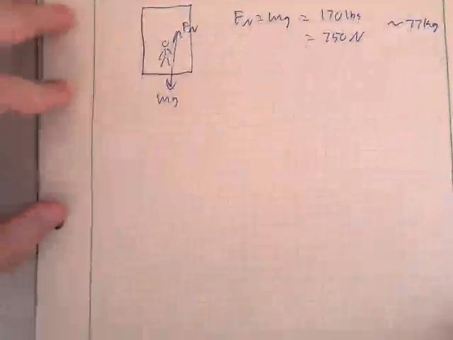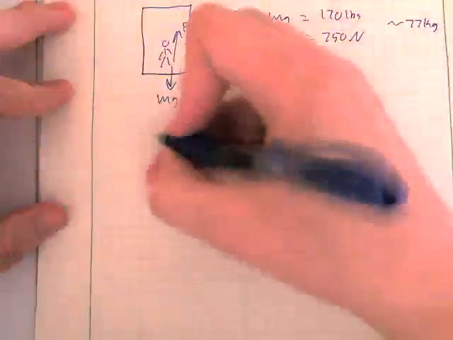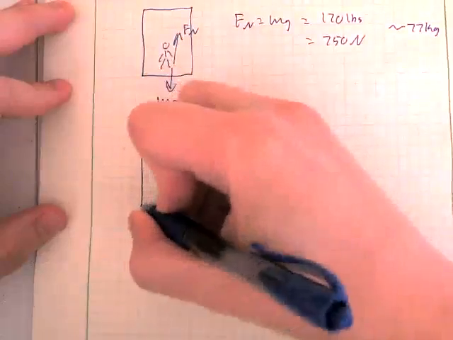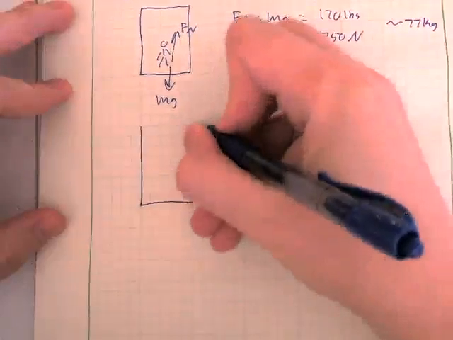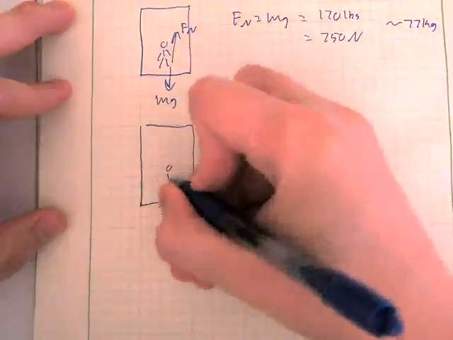Say I press a button, I'm going up, and now our elevator starts to accelerate up.